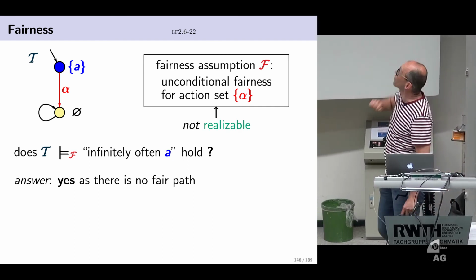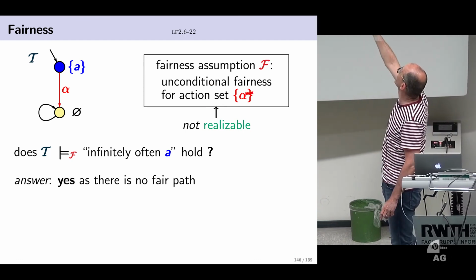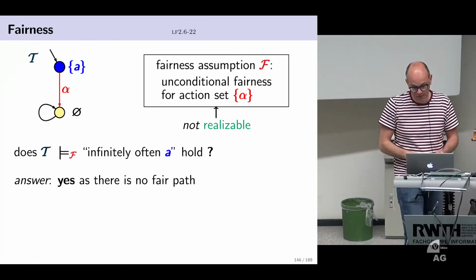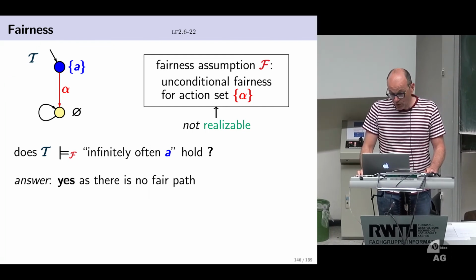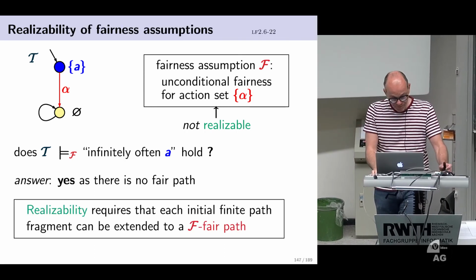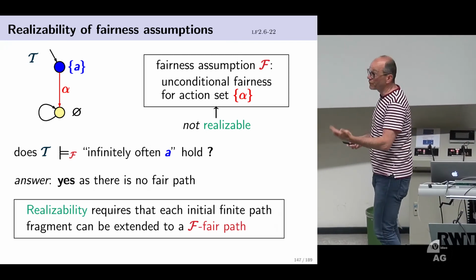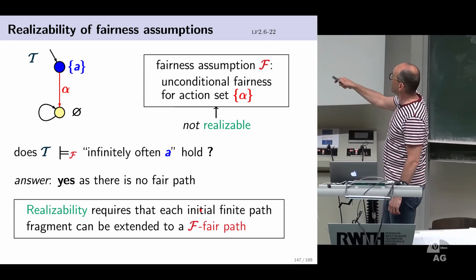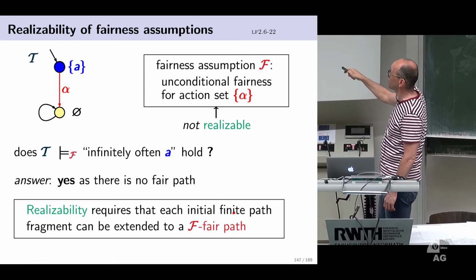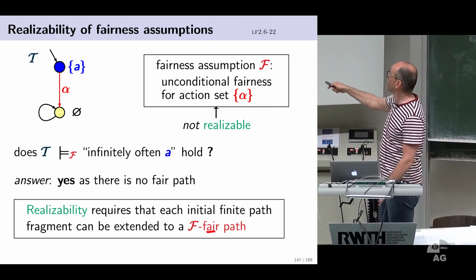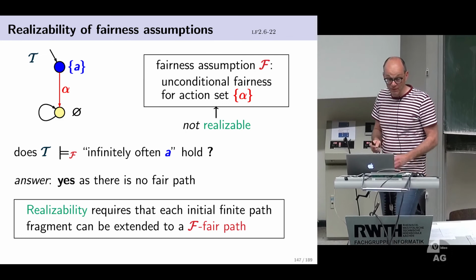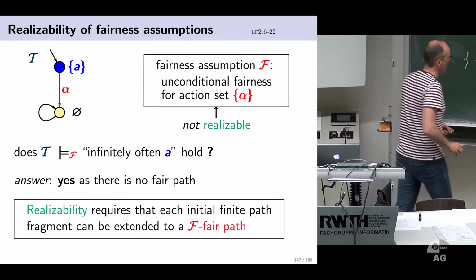Good. We are going to call this not realizable, because you're imposing a kind of fairness assumption which this transition system can never fulfill. In this initial state already, it cannot fulfill this. So I'm going to make this precise, and then the crux will be that realizable fairness assumptions are harmless for safety properties. So what is realizability? Intuitively, realizability requires that each initial finite path, so each path that starts in some initial state and which is finite, can be extended to a fair path with respect to the fairness condition that I'm considering, which is F. So basically this means the following, intuitively speaking.